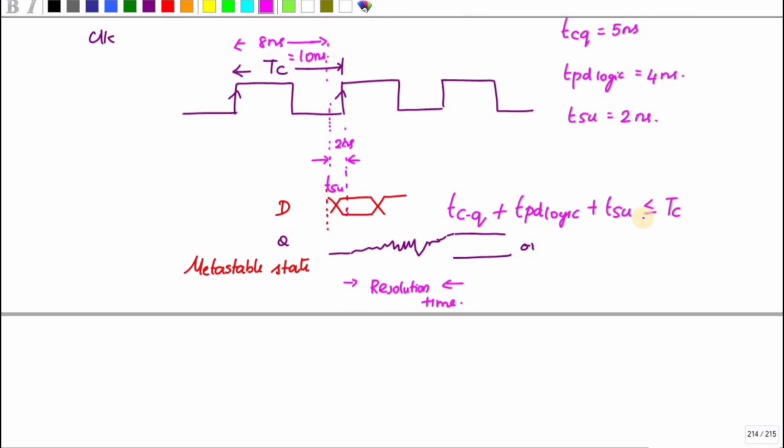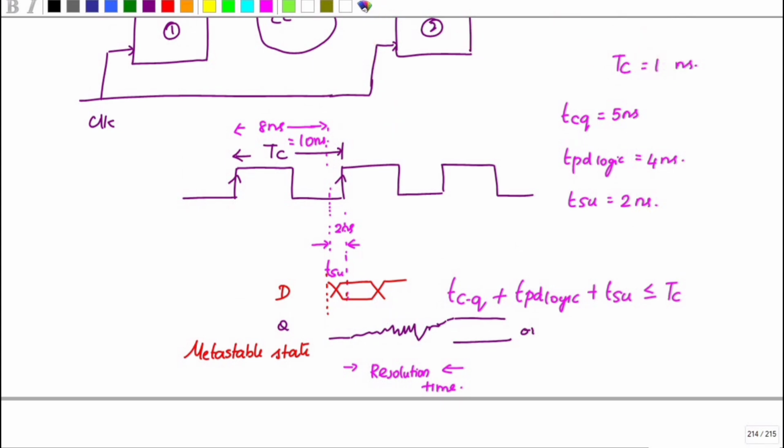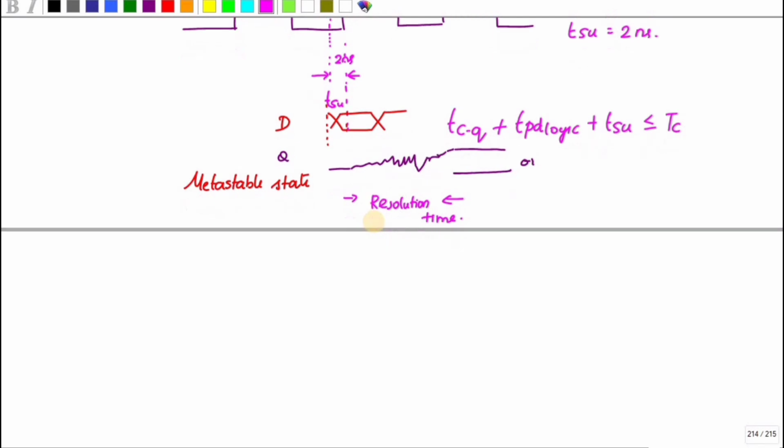So if you see, if it is 14 nanosecond, we can see. So this is 14. So this will be 12 nanosecond. So even after the 9 nanosecond, it will be reached and it will get stable. So it will avoid the setup time violation. So here I can rearrange this equation: TCQ plus TPD logic is greater than or equal to TC minus TSC. So this is called my arrival time, and this is called required time.